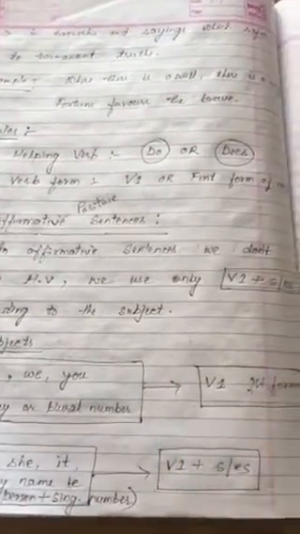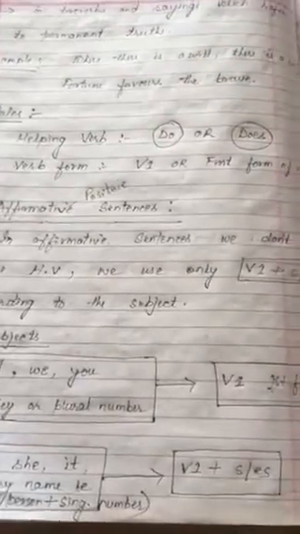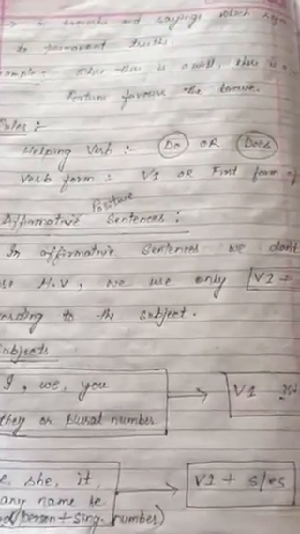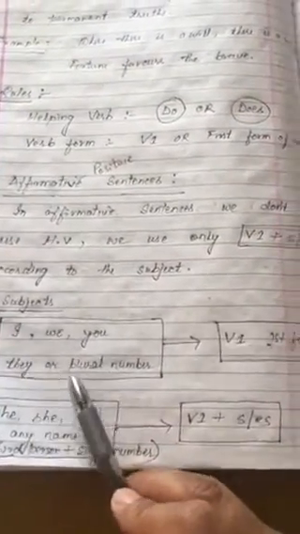Okay, so now I have written here the subjects. Okay, all the subjects I have written here, and I have explained you where we have to use first form of the verb and where we have to use first form of the verb plus S or ES. So first you see the subjects I, we, you, they, or you can say plural number.